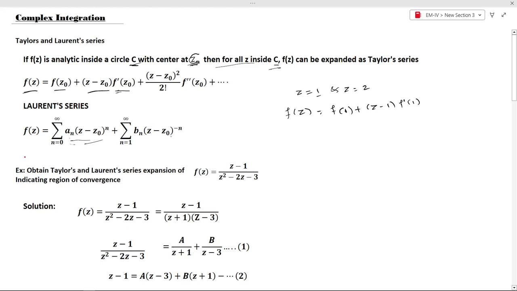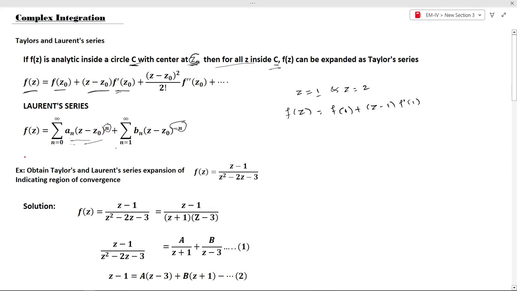So here what is the difference between Taylor's and Laurent series? In Taylor's series we have only positive powers of z minus z naught, but in Laurent series you have both positive and negative powers of z minus z naught. Look at here, it is plus n and minus n. So these are the standard forms of Taylor's and Laurent series.